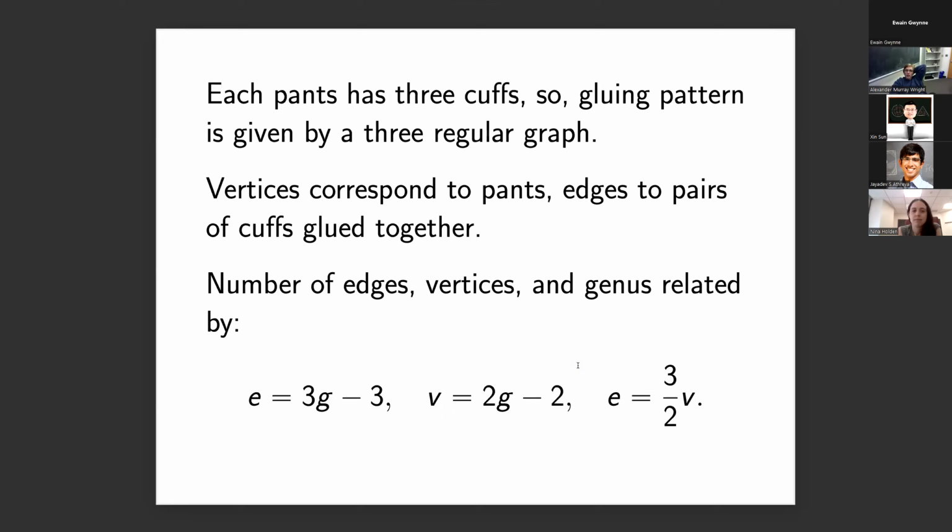So for any 3 regular graph, you could take a pants for each vertex, and then sort of the half edges at that vertex would correspond to the 3 cuffs, and you could glue all of the pants according to the pattern of that 3 regular graph. And the number of edges, vertices, and genus are all linearly related to each other. And that's something I really want to emphasize. Is that thinking about high genus surfaces is related to thinking about 3 regular graphs with a lot of vertices and a lot of edges.